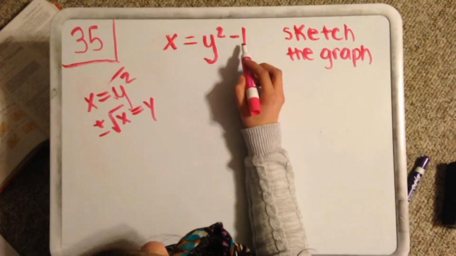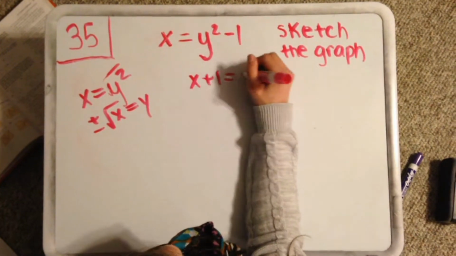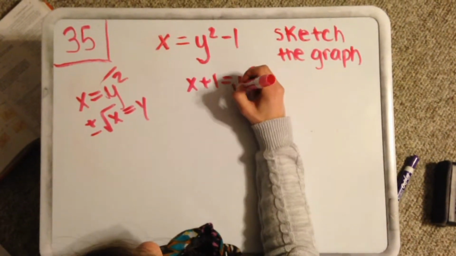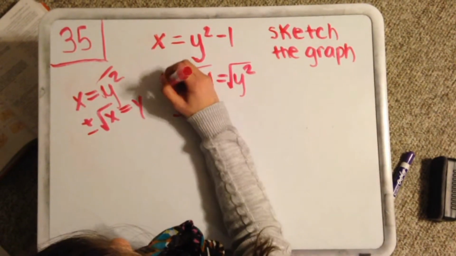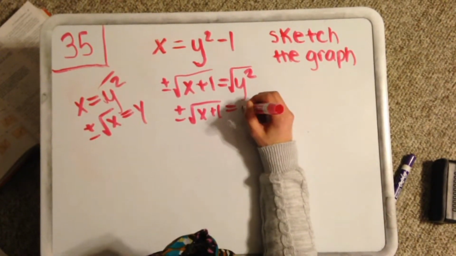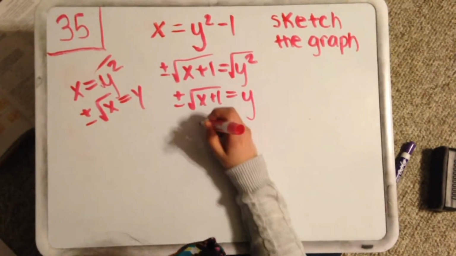So first thing you want to do is add 1 to the other side. So you have x plus 1 equals y squared. Then the next thing to do is take the square root of both sides. So you have plus or minus the square root of x plus 1 equals y. And then from there, you graph it.